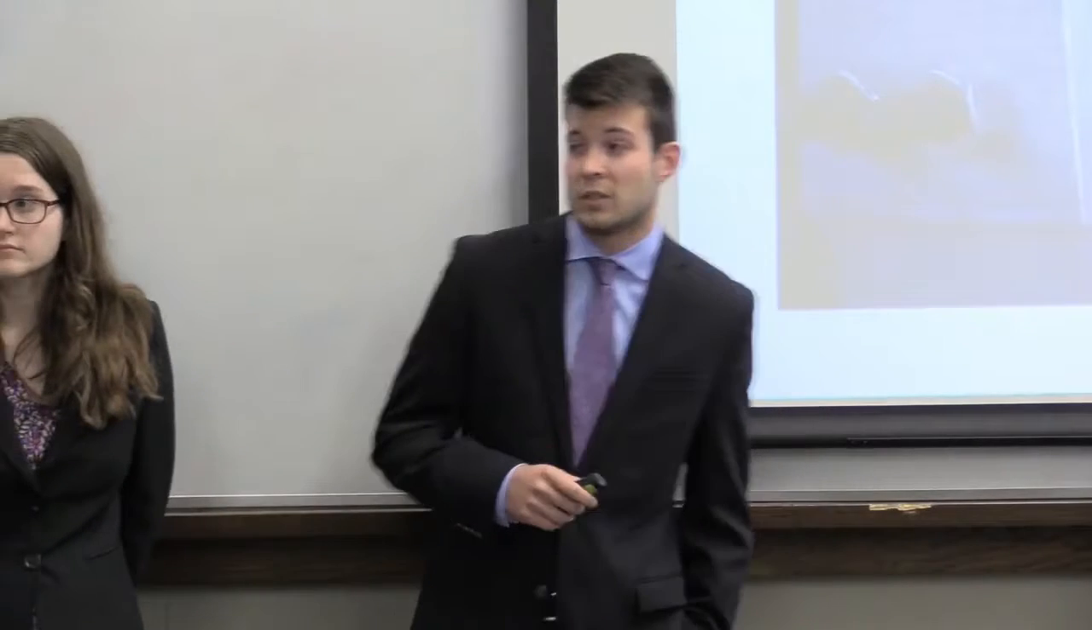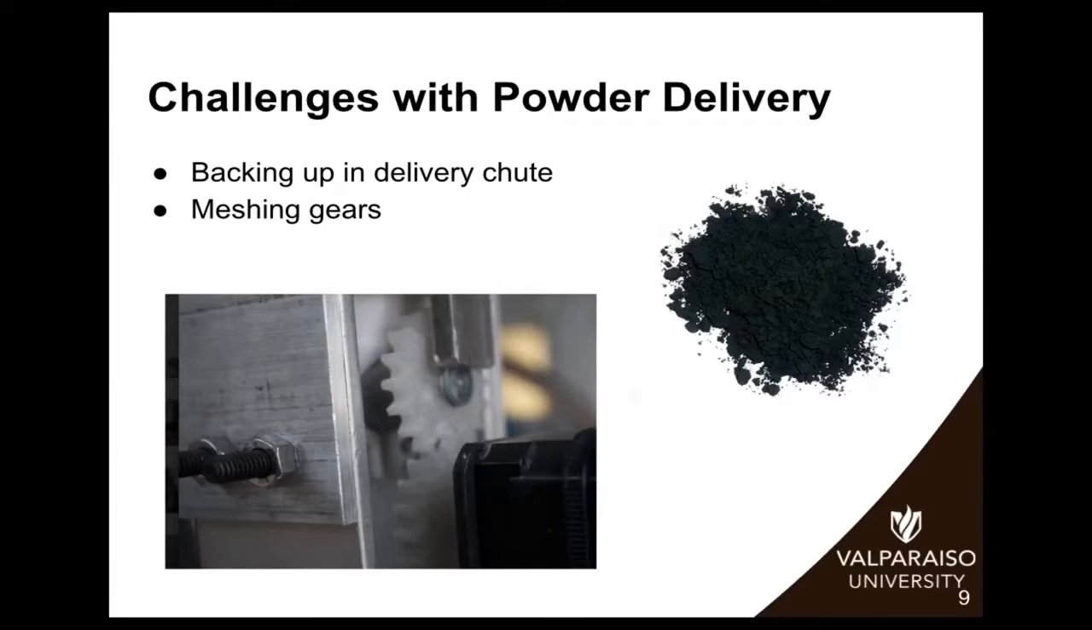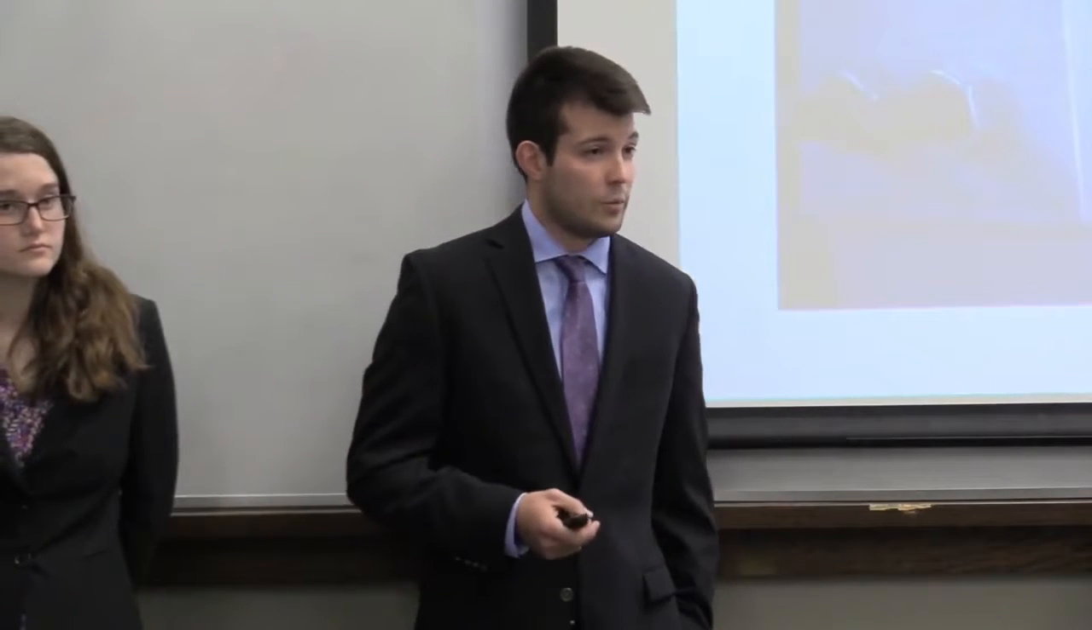So some challenges. We found that because the cobalt is so sticky, we had some backing up in the chute. So once it left the screw, it would fall and slide down the chute. But it would start to build up upon itself, and sometimes it would reach a critical mass where it would then slide into the reactor. Other times it would just build up and start falling out the sides, which is of course undesirable.